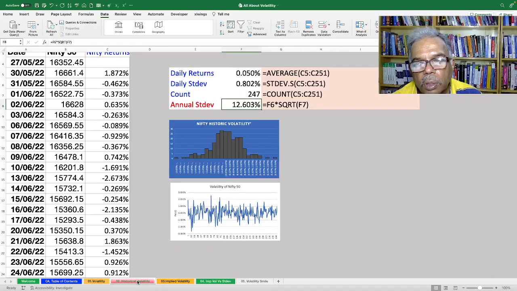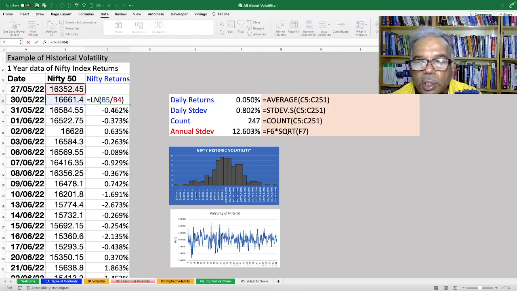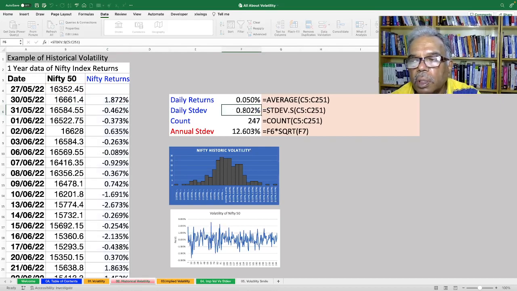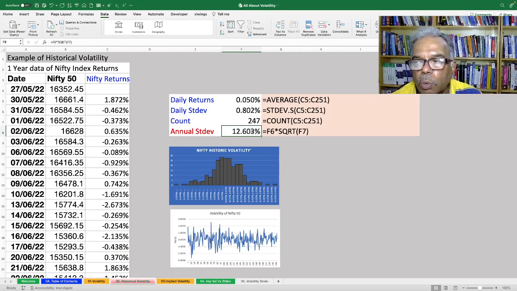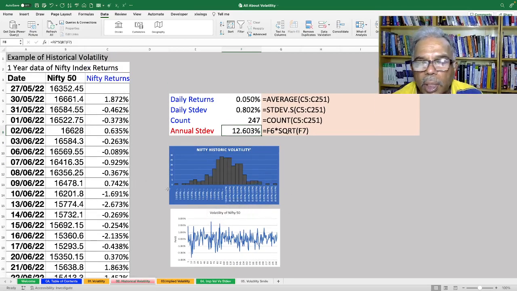Let's quickly see how you calculate historical volatility. If you download the Nifty index for one year and calculate the daily log normal returns, you can calculate the daily standard deviation, multiply it by the square root of the number of trading days, and we get the annual standard deviation. It comes to 12.60. You can see that the historical volatility, even for a limited period, is not absolutely normal. It does not have a perfect normal distribution.